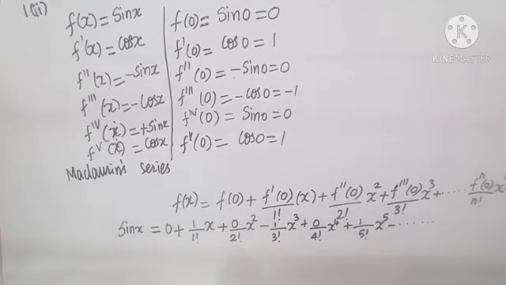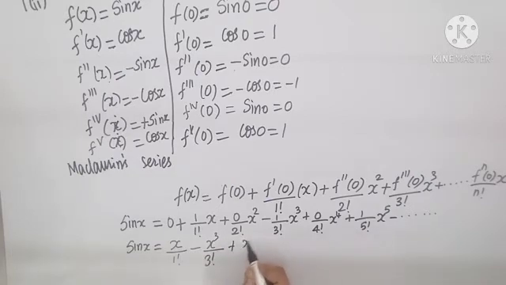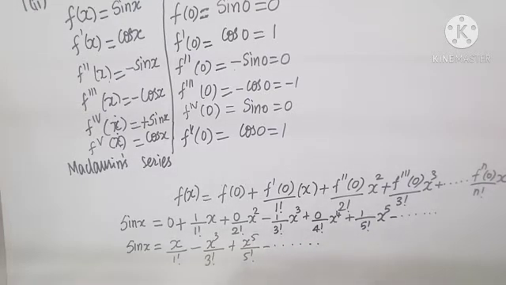So how do we simplify the answer? Removing all the 0 terms, sin x equals to x by 1 factorial. This is 0, forget it. Minus x cube by 3 factorial plus x power 5 by 5 factorial, and so on. As I see the first 3 terms, I can always guess what may be the remaining.